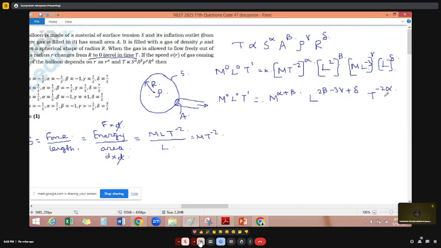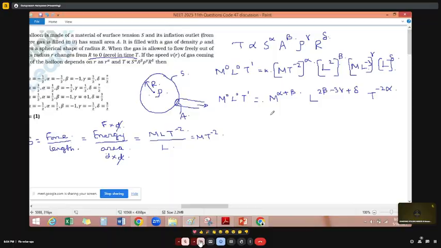So if you connect these powers, I will get three equations. From three equations, I can find only three unknowns at the max. I am not going to be able to find five unknowns.